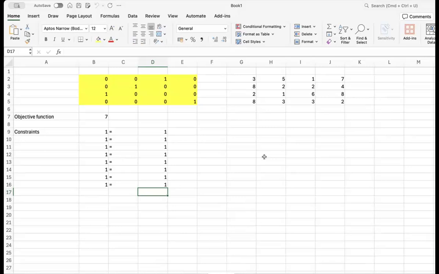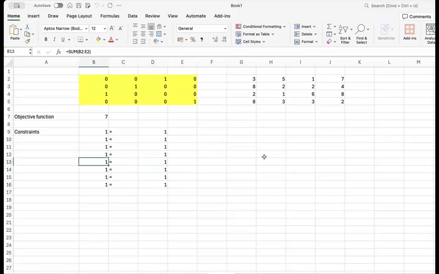John, can you show how we get the last four constraints? You mean in Excel? Yeah, this one. Okay.